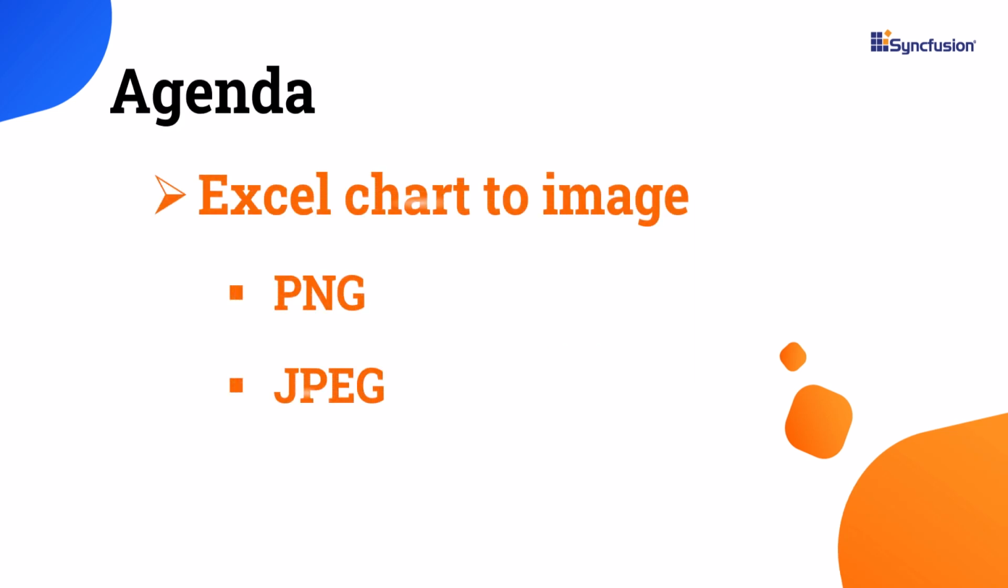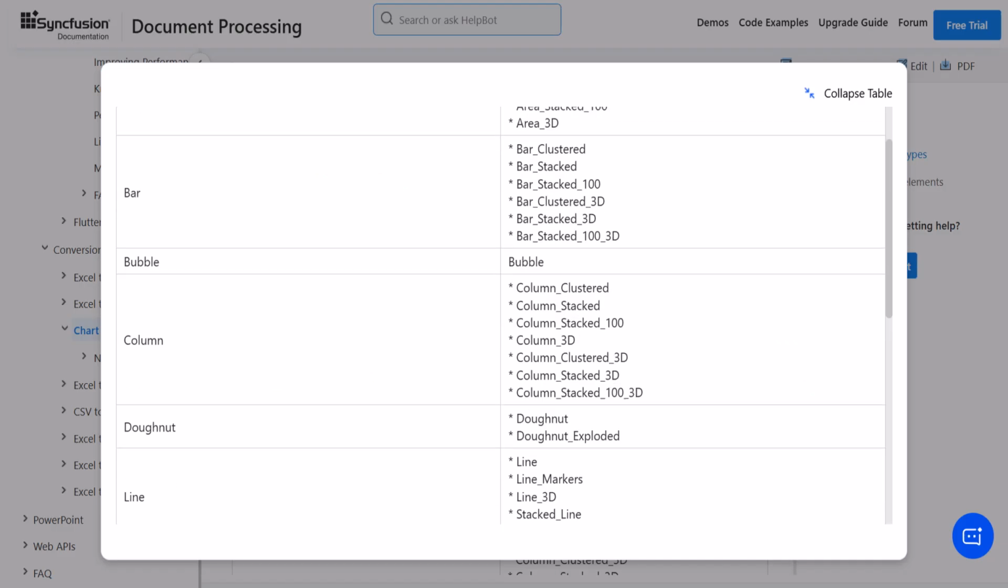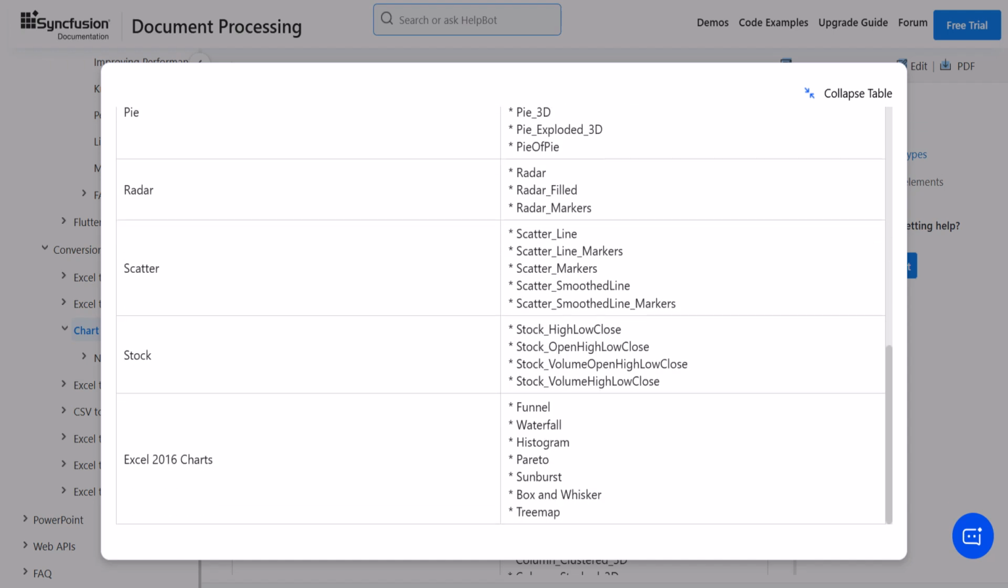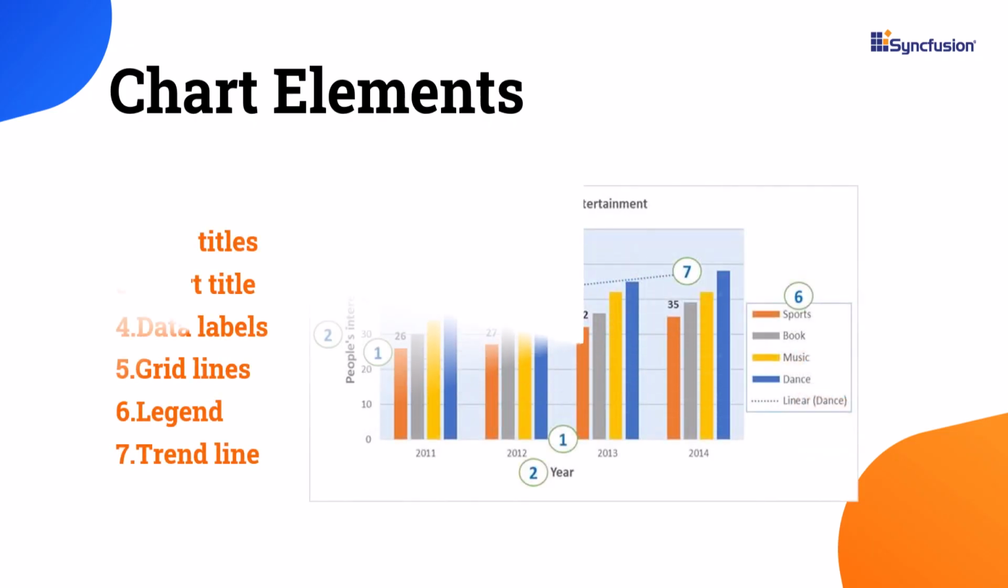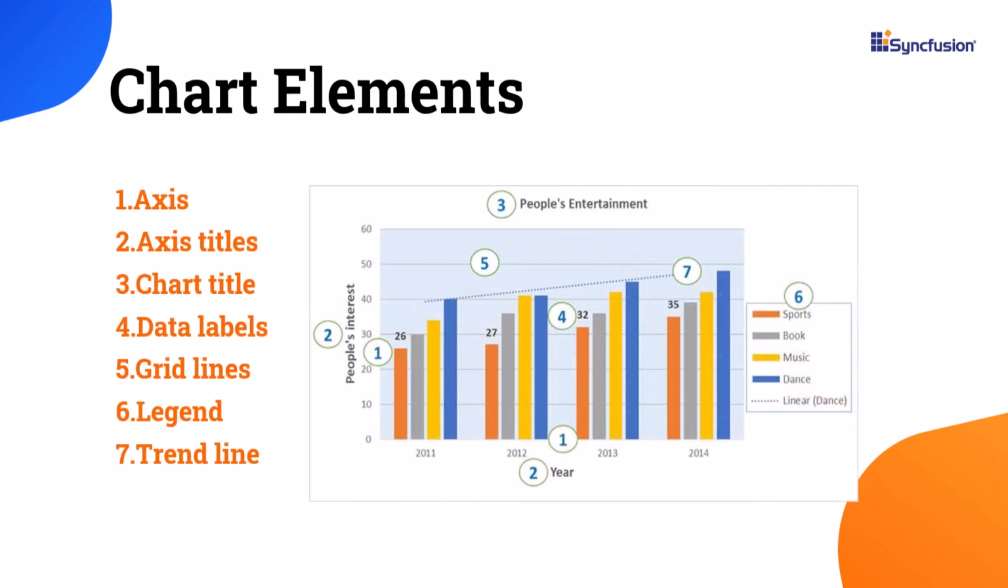In this video, I'll show you how to export an Excel chart as an image using the Syncfusion .NET Excel Library. This includes converting a chart to PNG and JPEG formats. These are the chart types supported for image conversion. For more details, check the UG link provided in the description. The following chart elements are supported during the image conversion.